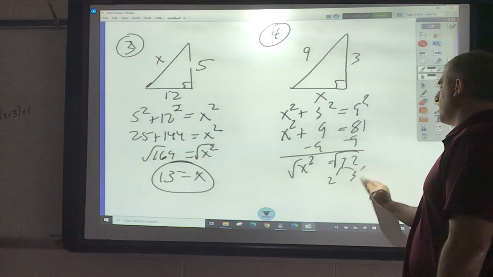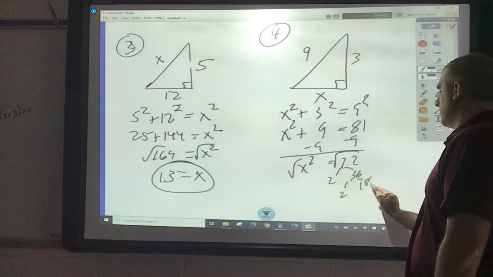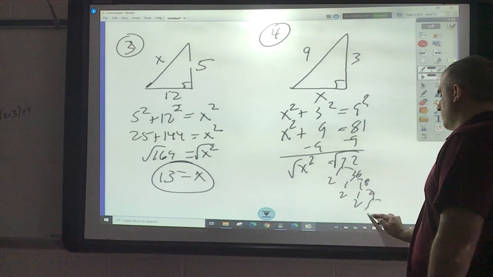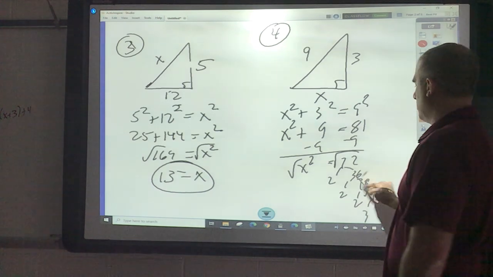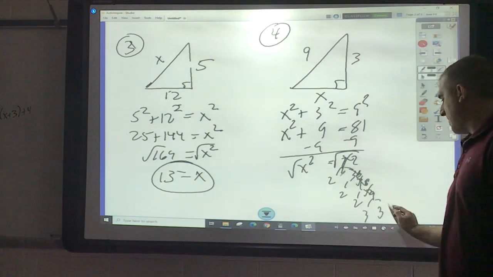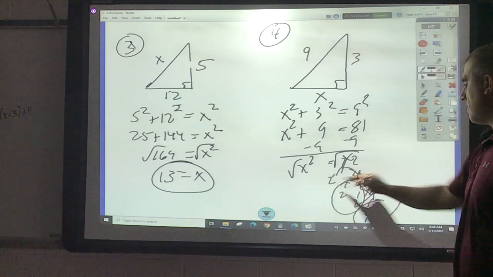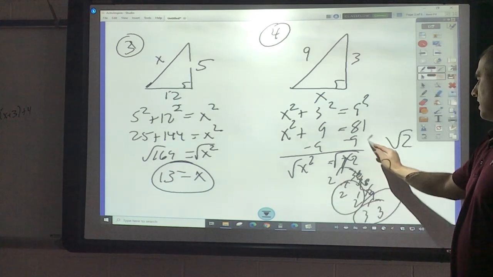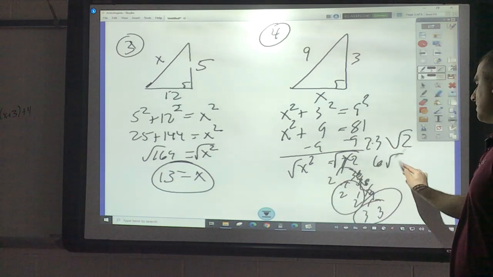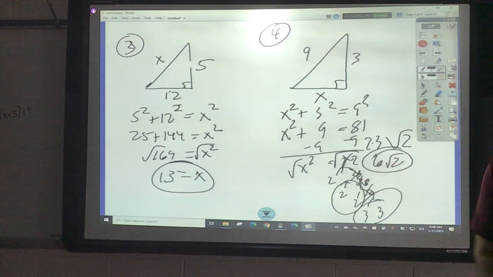It's 2 and 36, 2 and 18, 2 and 9, 3 and 3. Got multiple pairs here. Pair here, that's left over of 2. I got 2 and 3 there, which will give me 6. So 6 square root of 2. If you have multiple leftovers, those obviously go on the inside.